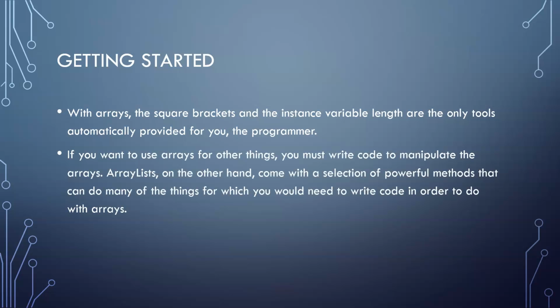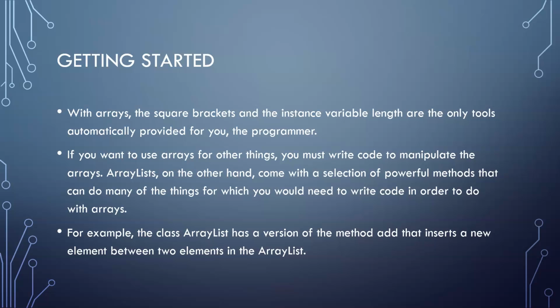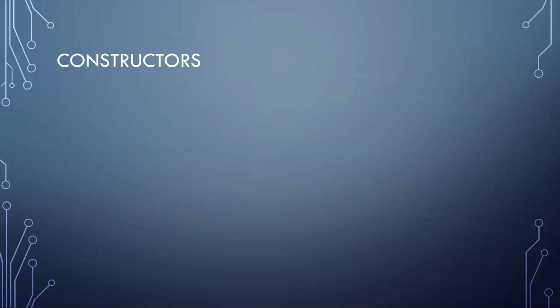Now, if you want to use arrays for other things, you have to write code to manipulate those arrays. Array lists, on the other hand, come with a selection of powerful methods that can do many of the things for which you would need to write code in order to do with arrays. So, for example, the class ArrayList has a version of the method add that inserts a new element between the two elements in the array list, and we saw this yesterday.